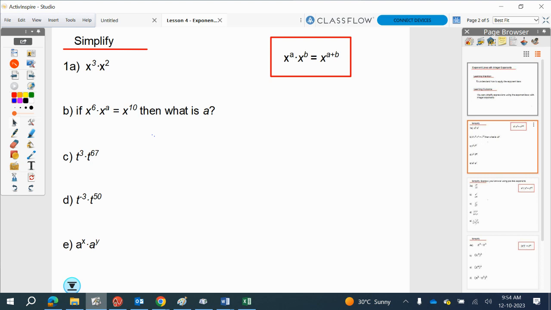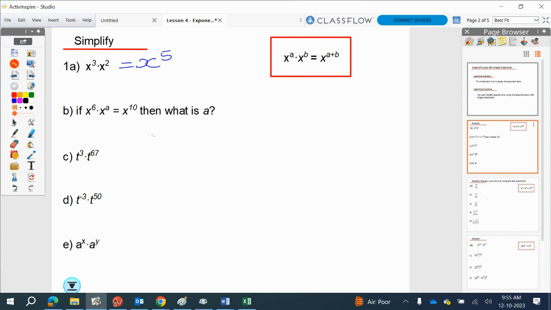Okay, so in the first one, we've got the exponent law. x to the a times x to the b is x to the a plus b. When we multiply expressions, we add the exponents. We have the same base in each one, so what will the exponent be? 5. x to the 5.